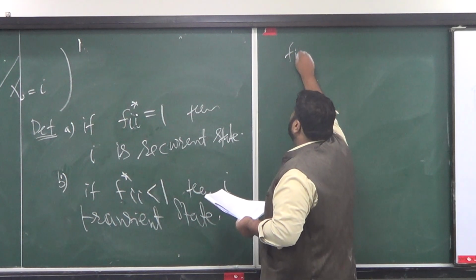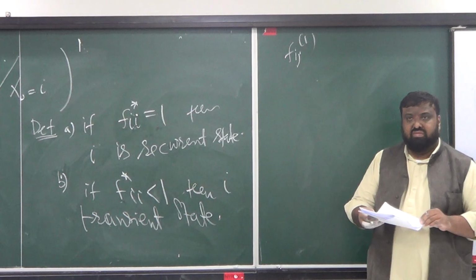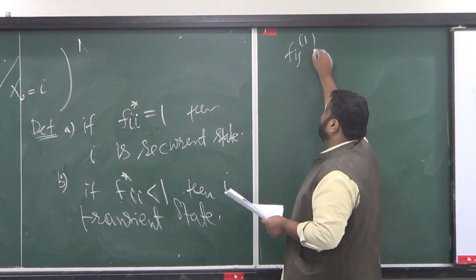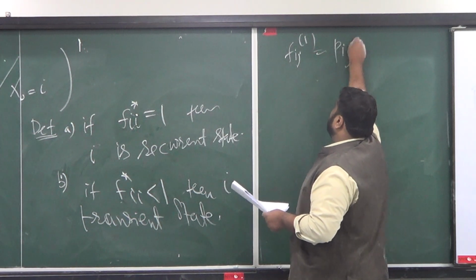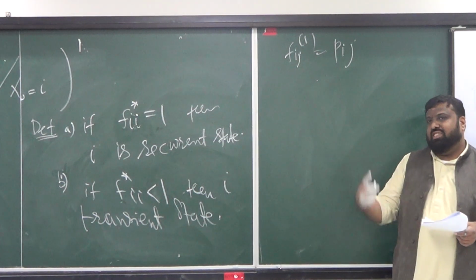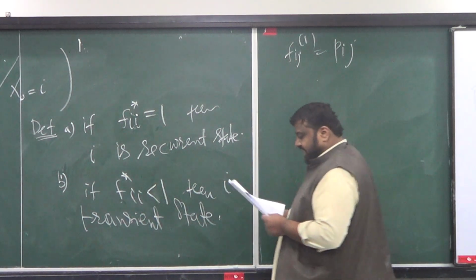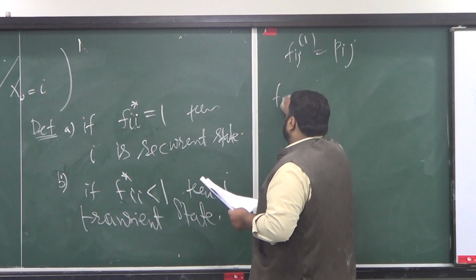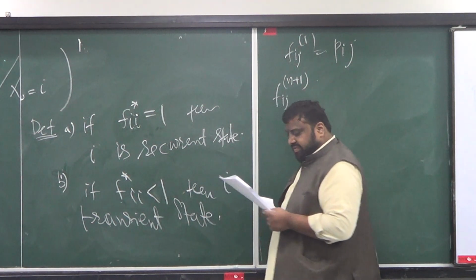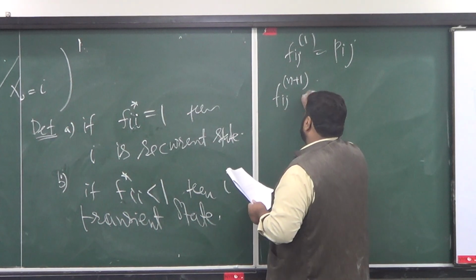By the way, what would be F_ij of 1? Plus delta_ij. Yes, the probability that you reach j from i in one step. Okay? I'm writing it explicitly because I'm going to use it again. So let's think about F_ij, but in n plus 1 steps. Okay? So this would be what?